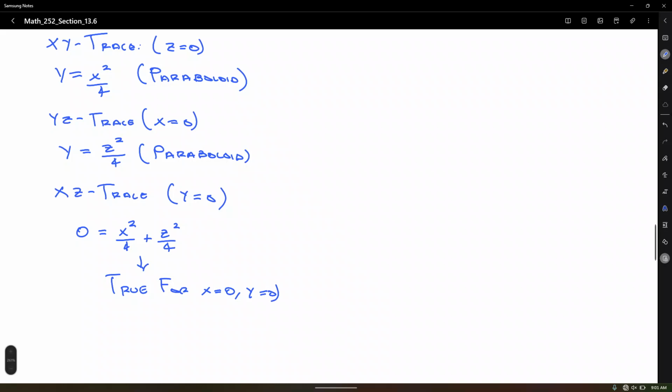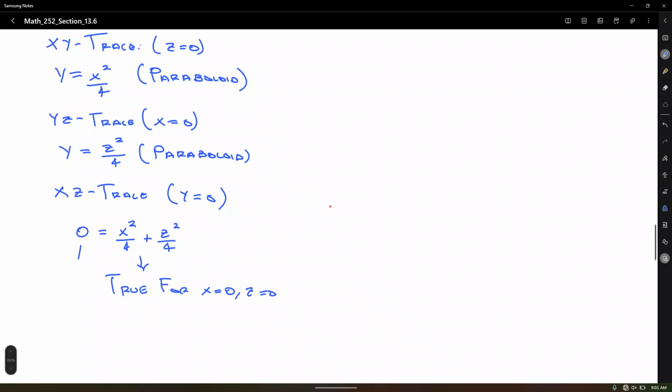0, 0, 0. Yes? Z equals 0. So x equals 0, z equals 0. Substitute there, you're going to get y equals 0. So that's simply the origin in space.